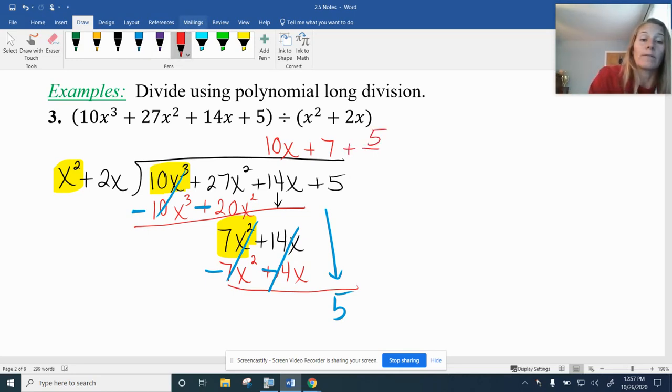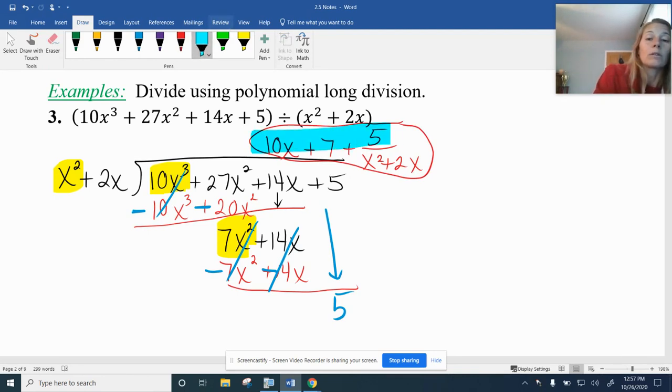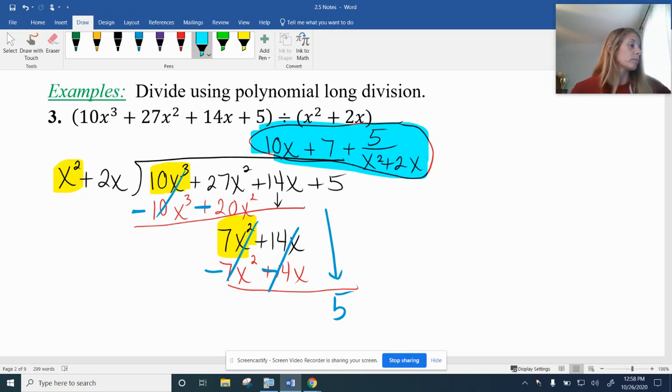So then that 5 simply goes over the x squared plus 2x, so you write it as a fraction over that initial divisor, and this would be our solution for this division problem right here. All right, and then we're going to do one more of these long division problems right now.